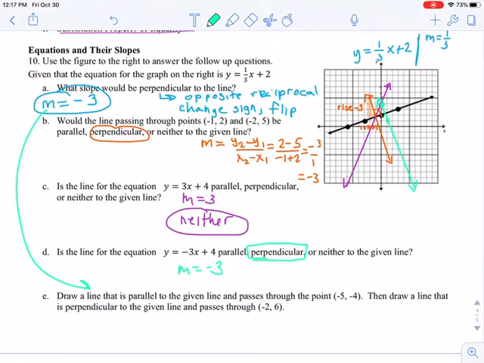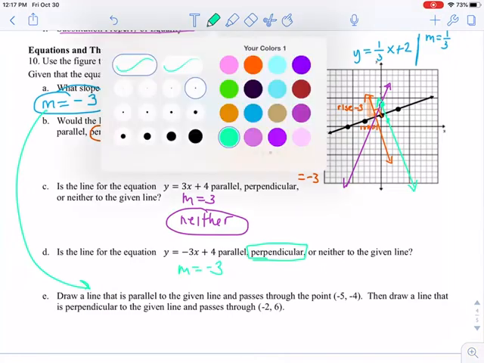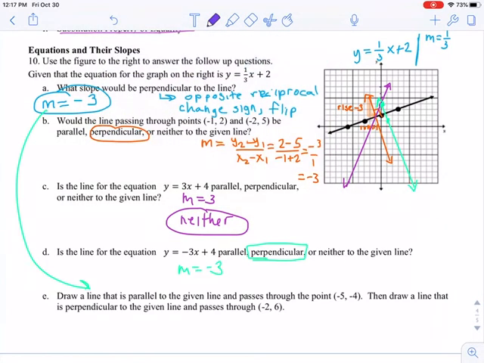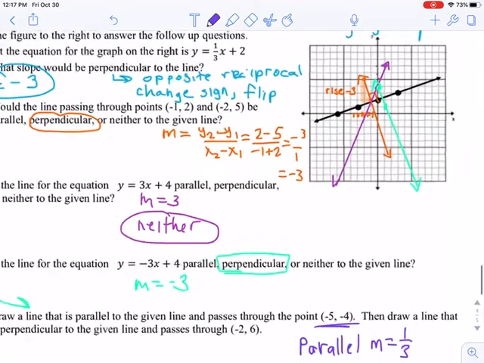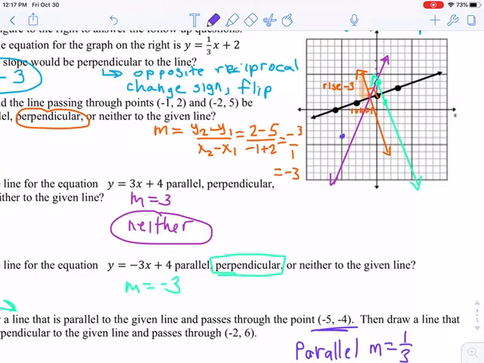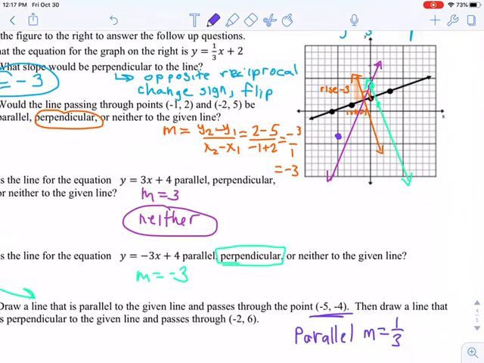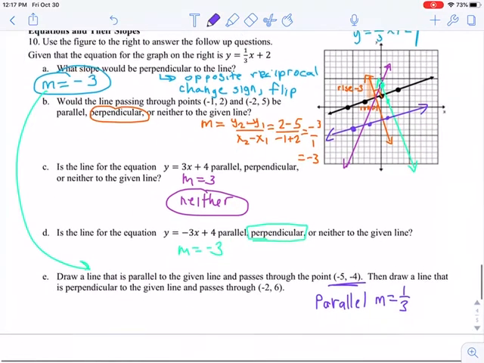And then last, we're going to draw a line parallel to the given line that goes through (-5, -4). So my parallel slope, my parallel m, will be 1/3. All I've got to do is plot (-5, -4): left 5, down 4. Then just go up 1 over 3, up 1 over 3. And that's it right there. That's what it should look like.